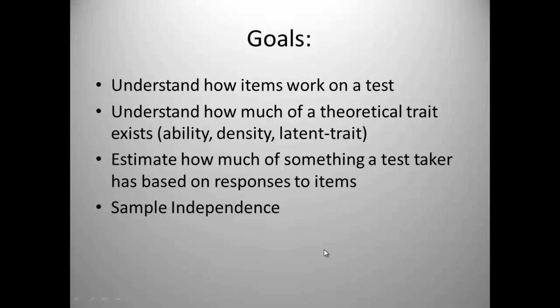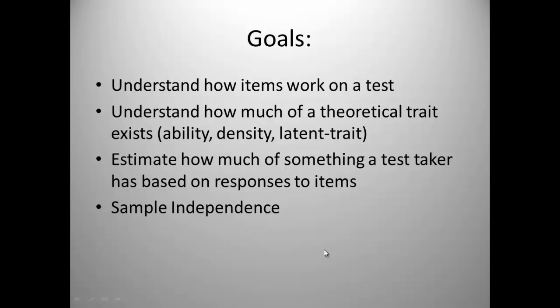So that goes along right to goal number three. You want to have an estimate of it. So you want to understand it. You want to know if that construct exists. You want to be able to name it. You want to be able to give it a dimension. And then after you've done that, you kind of want to know numerically how it stood up. So you're going to estimate how much of something a test taker has based on a response to a group of items.